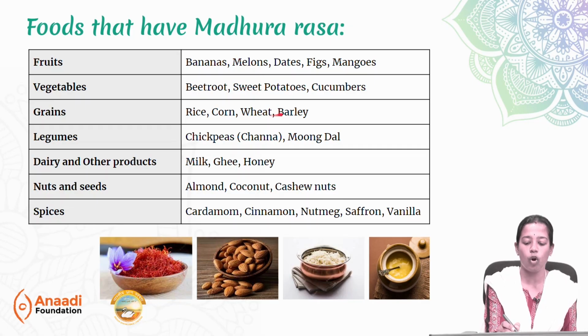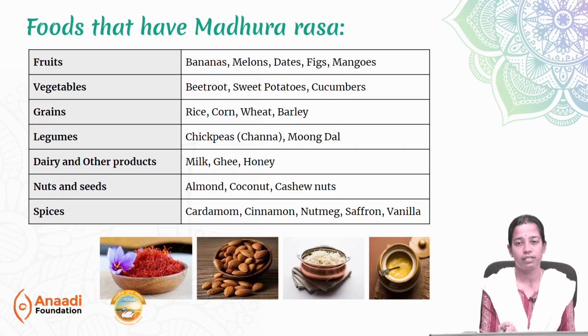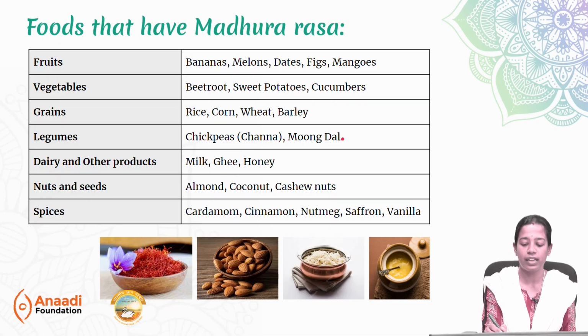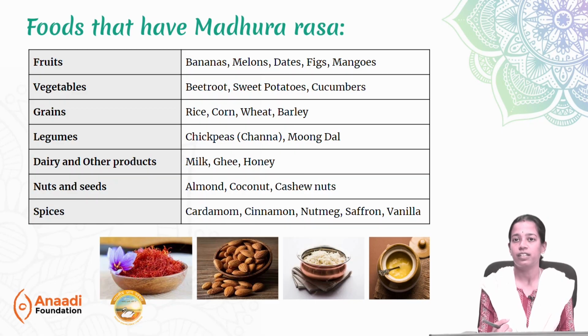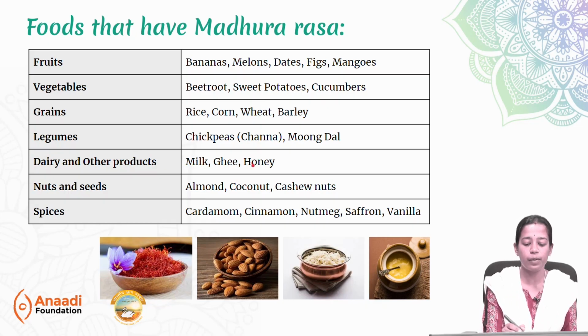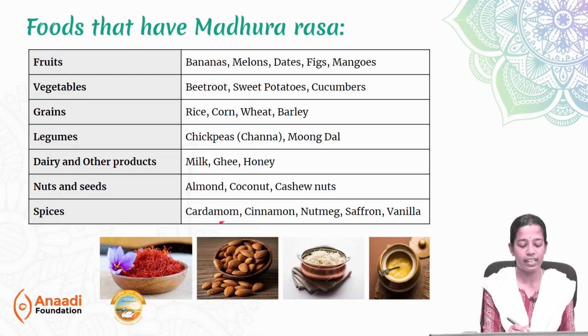Grains such as rice, corn, wheat and barley are all high in Madhura rasa. Legumes such as chickpeas and moong dal, especially moong dal ka pani, is a household remedy if you have high pitta or if you have mouth ulcers because of the aggravated pitta dosha. That's generally because the sweetness or the kapha constitution sort of alleviates the aggravated pitta. Dairy and other products such as milk, ghee and honey are all high in Madhura rasa. Nuts and seeds such as almonds, coconut and cashew nuts are also good sources of Madhura rasa. Spices such as cardamom, nutmeg, saffron, vanilla, cinnamon, all of these are good examples of Madhura rasa.